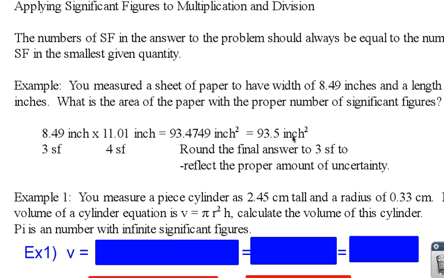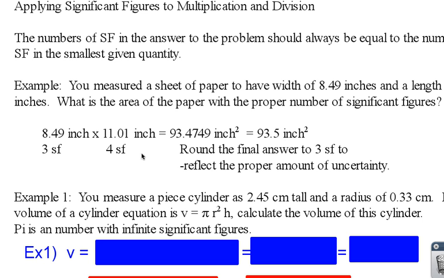The math operations fall into two categories. You are either going to be multiplying and dividing numbers, that's category number one, multiplication and division, and category number two is addition and subtraction. And there's a set of rules for each category.